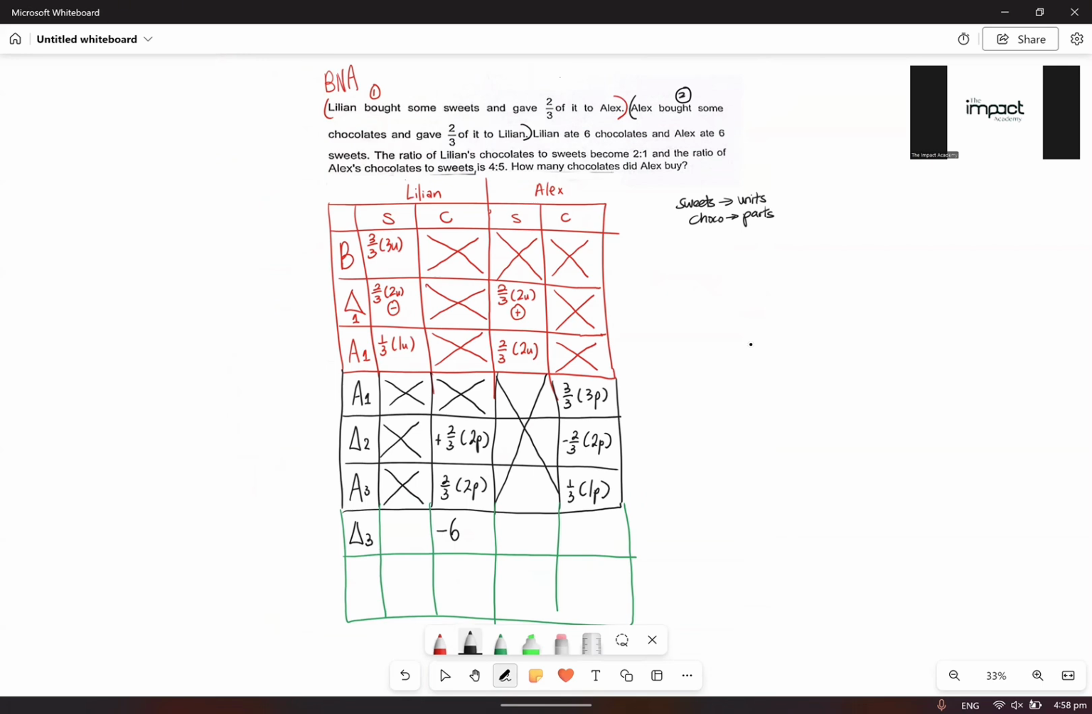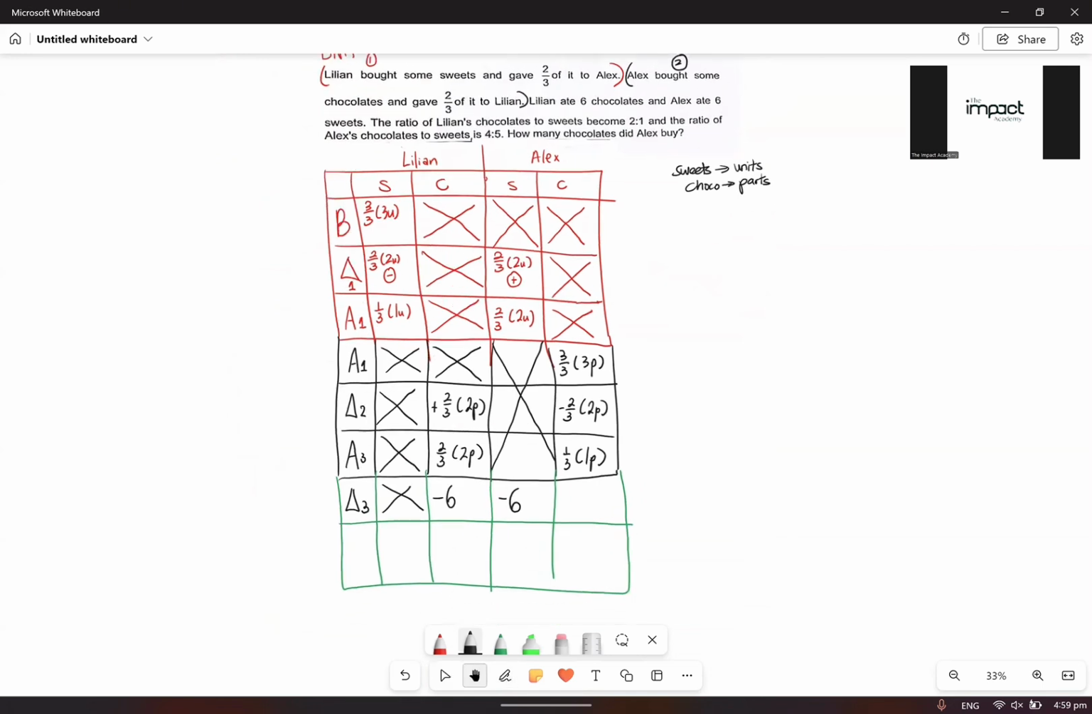She did not eat any sweets. Alex ate how many sweets? 6. So we are going to minus 6 from Alex. Agree so far? And then what happens is that the ratio of Lilian's chocolates to sweets became 2:1. So that is finally my after number 4.